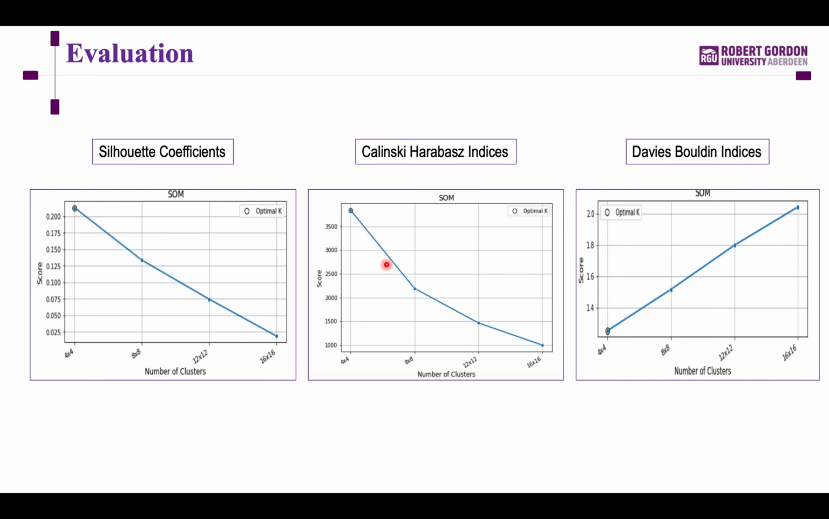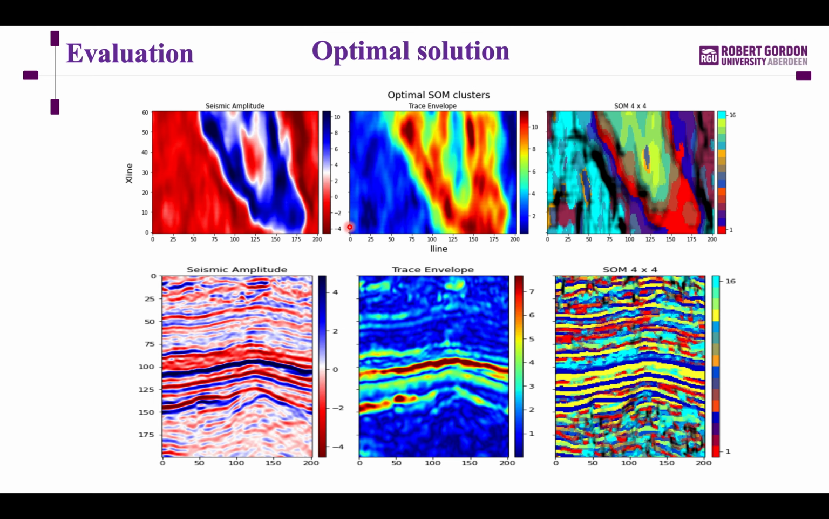To evaluate our method, we use three algorithms: the silhouette coefficient, Calinski-Harabasz, and Davies-Bouldin. For the silhouette and Calinski-Harabasz, we take the highest values, and for Davies-Bouldin, we take the lowest values. If you look at the three algorithms, they highlighted that the clustering number one, which is 4x4, is the optimum solution for our data.